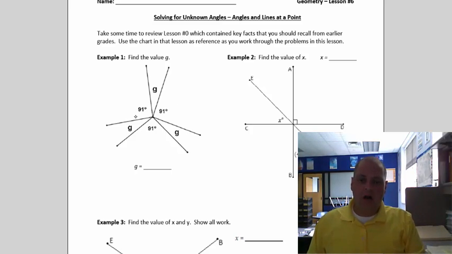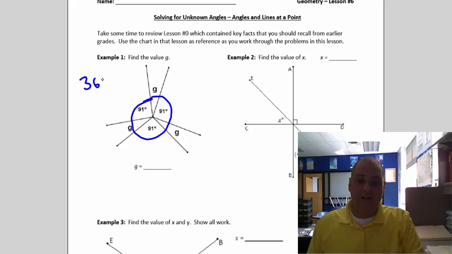So here, we've got 91, 91, 91, and G, G, G, and it kind of goes around in a circle. If you add up all these angles, this angle plus this angle plus this angle plus this angle plus this angle plus this angle, look what it creates. It creates a circle. You should know that a circle contains 360 total degrees.